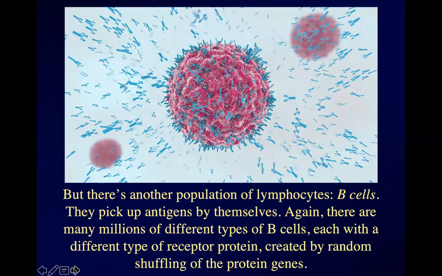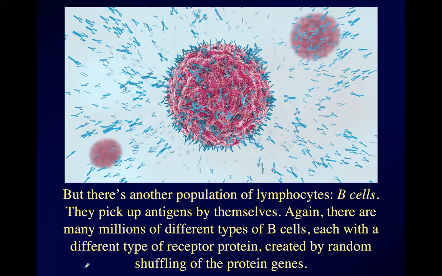But there's another population of lymphocytes called B cells, and those can pick up antigens by themselves. If you have a bacterial infection or a virus infection, eventually broken up pieces of the bacteria, viruses, whatever it is, will reach a B cell. B cells are in your lymph nodes again, but some of them are constantly patrolling the body everywhere at any given time.